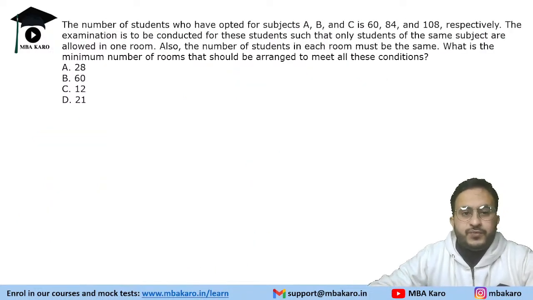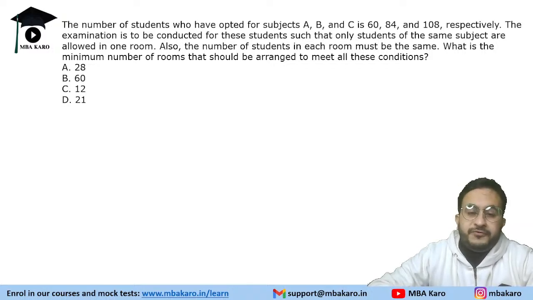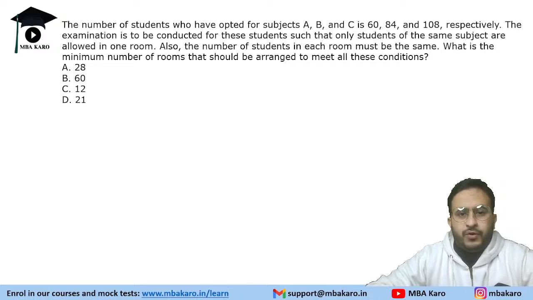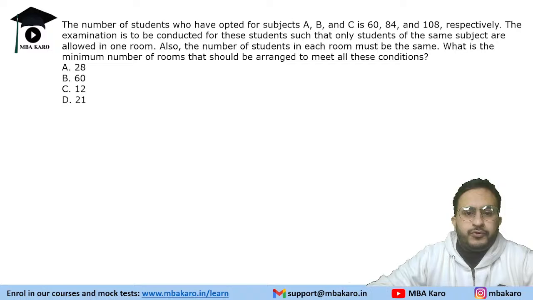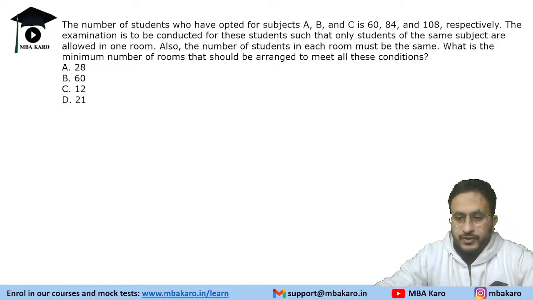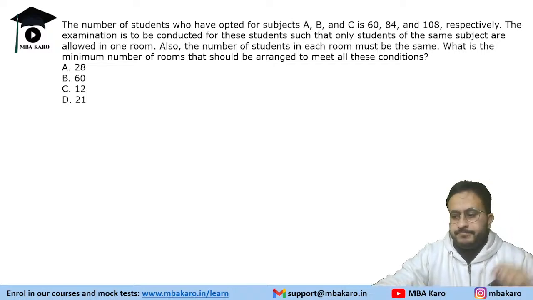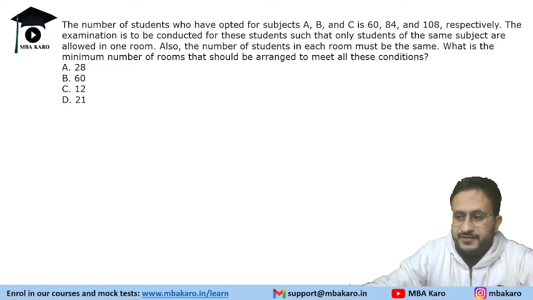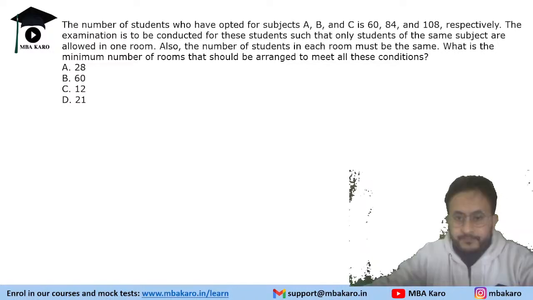Okay, so let's see the next question. The number of students who have opted for subjects A, B, and C is 60, 84, and 108 respectively. The examination is to be conducted for those students such that only students of the same subject are allowed in one room. Also, the number of students in each room must be the same. What is the minimum number of rooms that should be arranged to meet all these conditions? So, you must have seen that questions based on HCF and LCM have been asked.